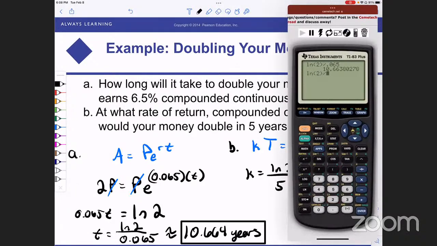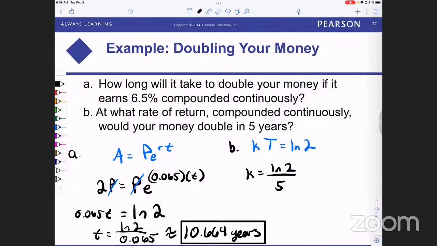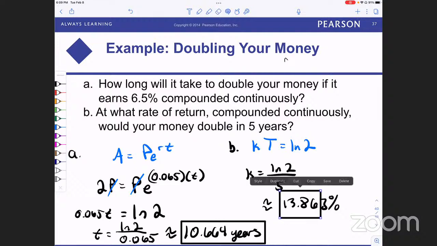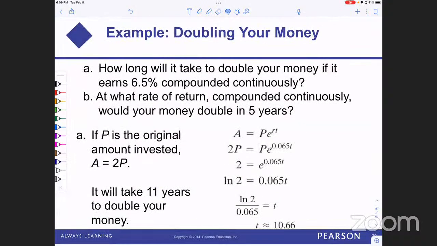Natural log of 2 divided by 5. 0.863%. Man, that's high. Percent. So 10.6 or 10.7 years and 13.9.